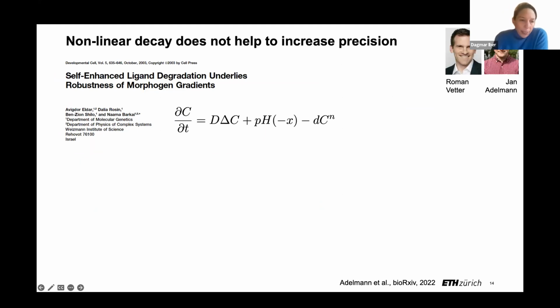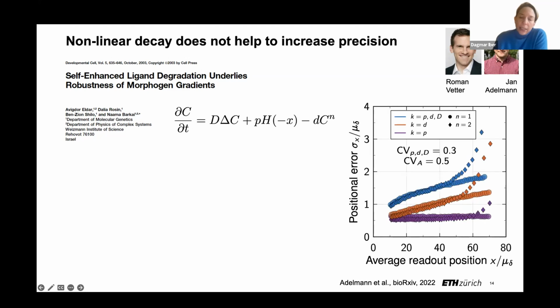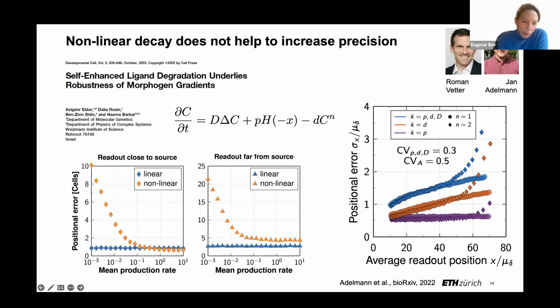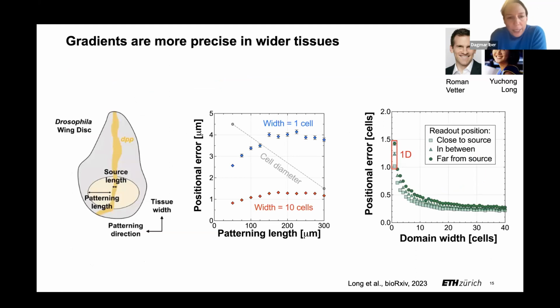Then Nama Barkay, like 20 years ago, suggested that you could get even further increase in precision if you had nonlinear decay. So that means self-enhanced decay. When we test this one in our model, we see an effect, but it's really academic, as one could say. It's really tiny. So the effect exists close to the source, but further out, it also doesn't exist anymore. But the effect, as you can see, n equals 1, n equals 2, the effect is really tiny between linear and nonlinear decay.